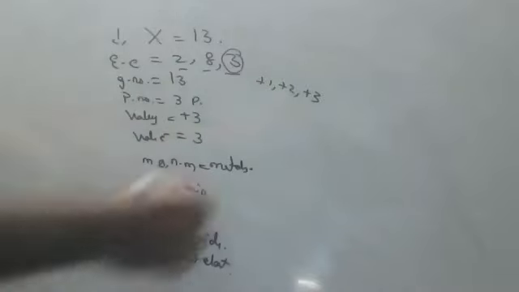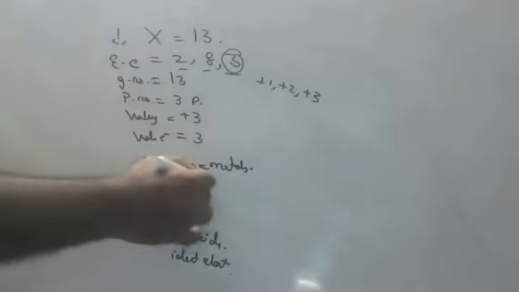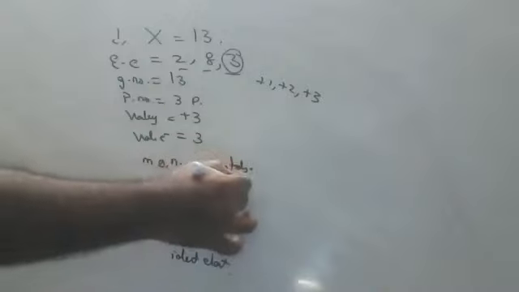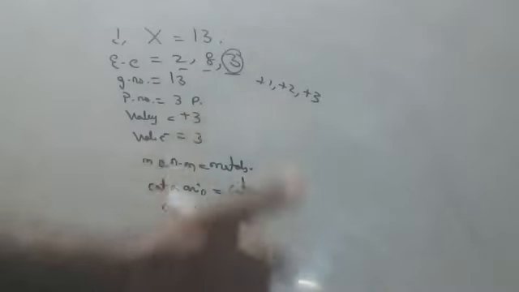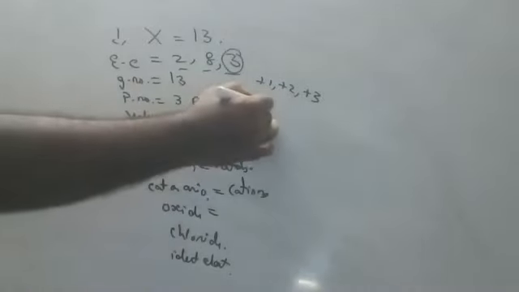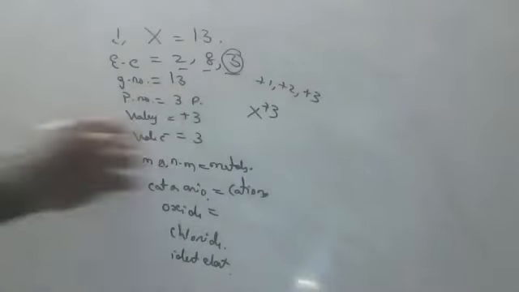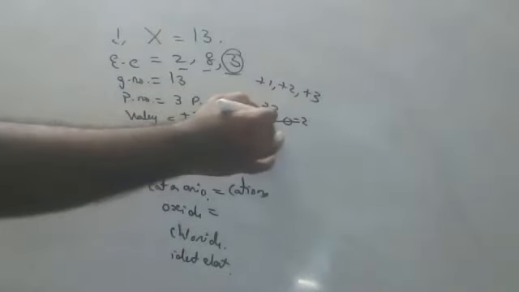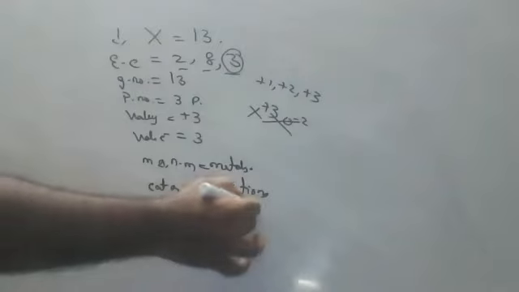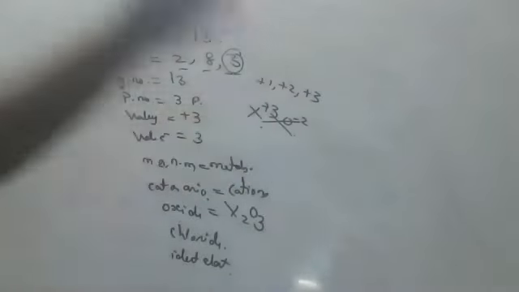And children, metals we know always form cations. Metals will always form cations. So write the formula of its oxide, children. X is plus 3. Oxide means minus 2. Formula of its oxide is X2O3. 2 comes here, 3 goes down.